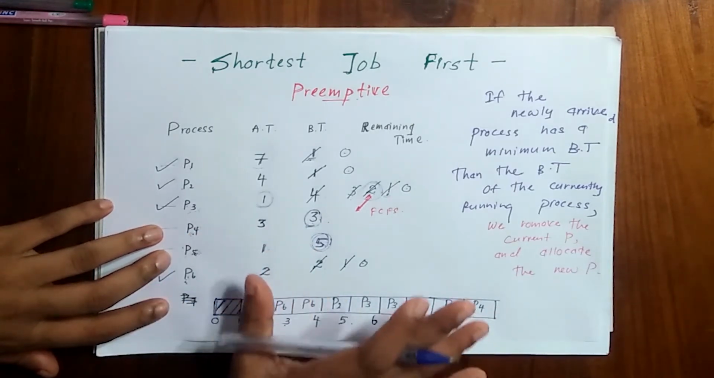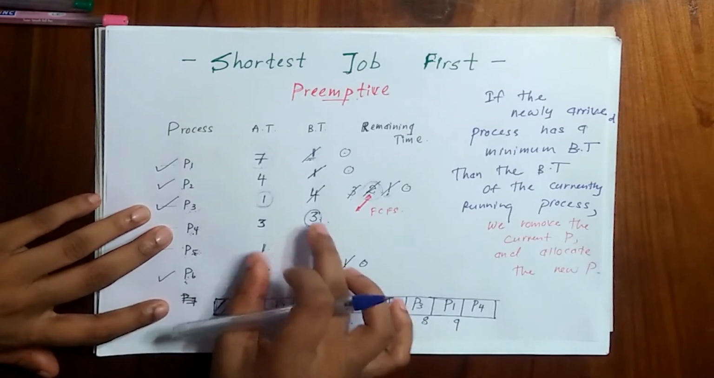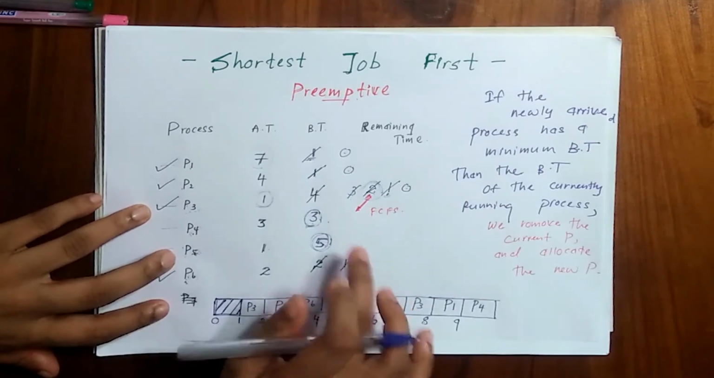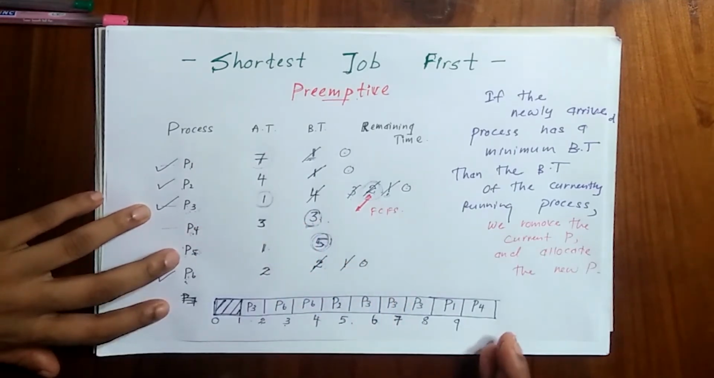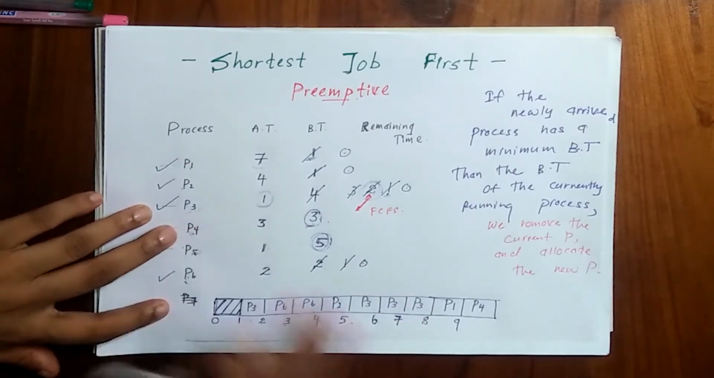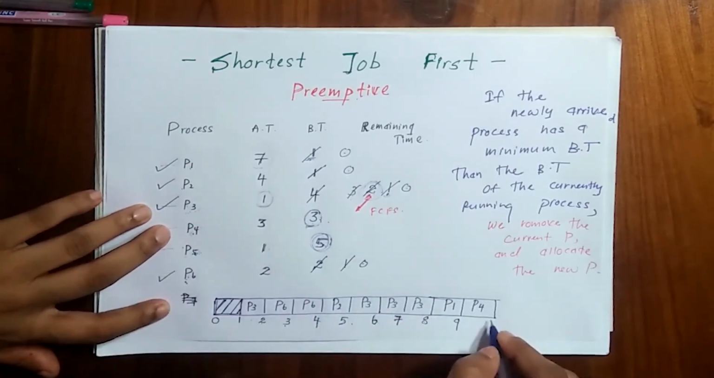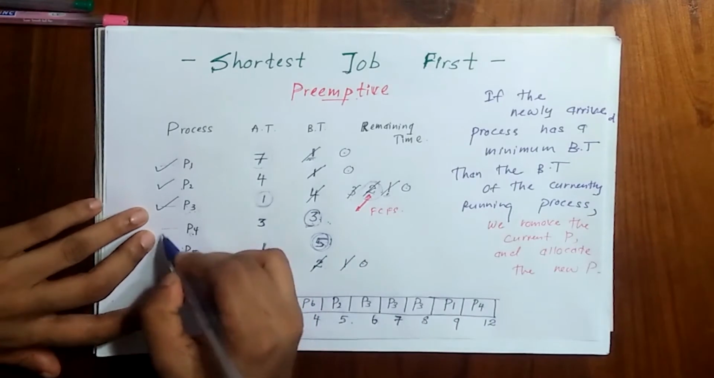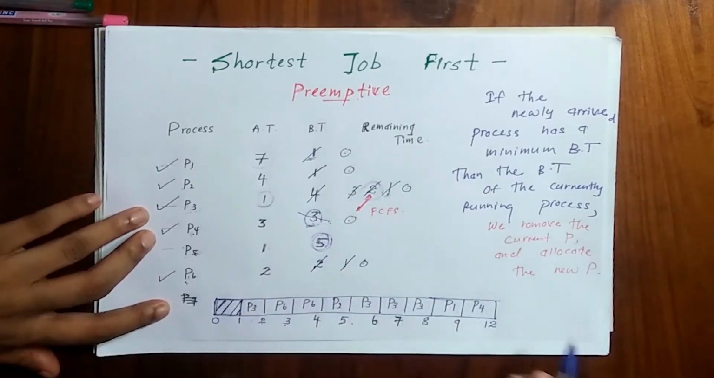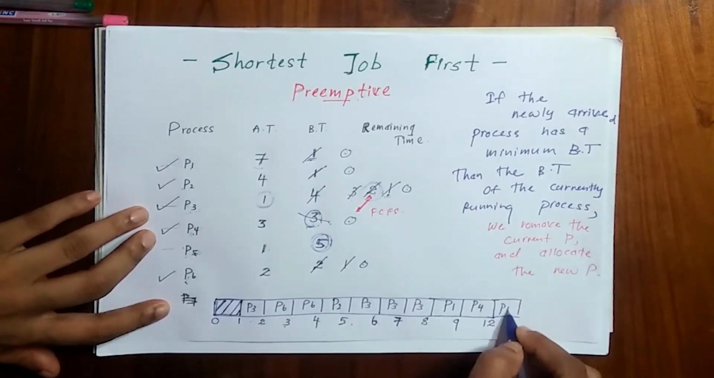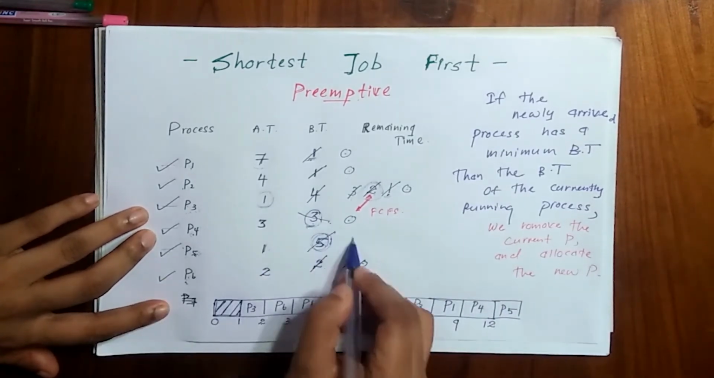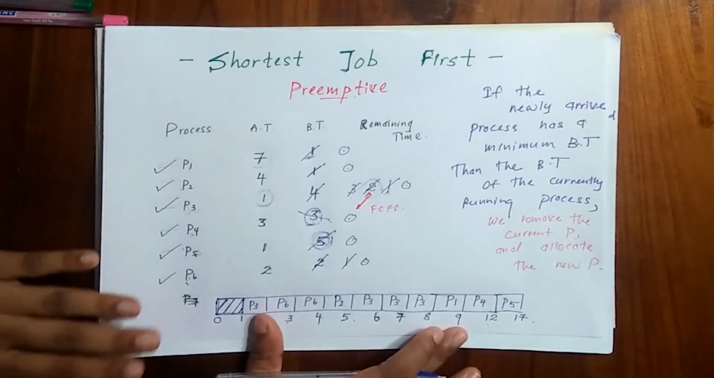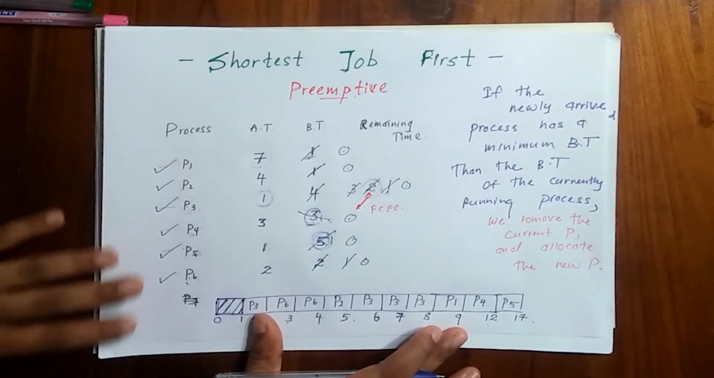In such a situation, we completely execute P4, because P5 is larger than P4 and it is not going to stop the execution of P4. So we place P4 here completely. That means 9 plus 3, 12, and we are done with P4. No remaining time left. And finally we place P5 and it is 5. 12 plus 5, 17. So this is the Gantt chart for the preemptive SJF.